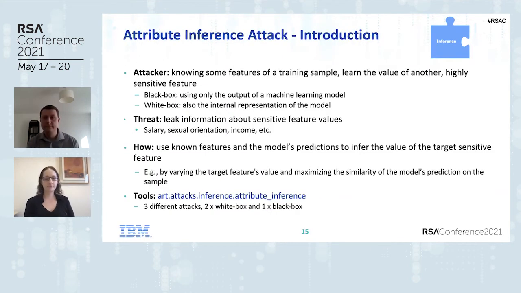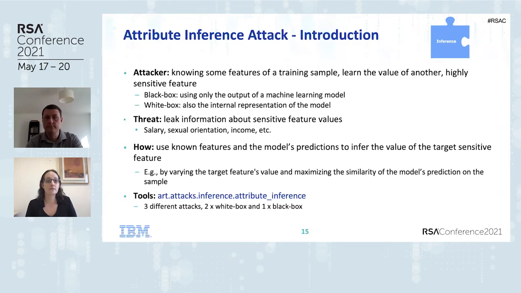Okay, so I'm going to focus specifically on two types of inference attacks, namely attribute inference and membership inference. And anyone interested in other types of attacks is welcome to check out the inference module in ART. So the first attack I'm going to talk about is called attribute inference. And here we assume that an attacker knows that a specific sample was part of the training data of a model. And they have partial information about that sample, and they want to learn the value of some other unknown, potentially sensitive feature.